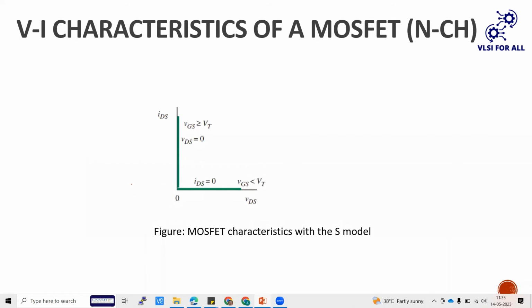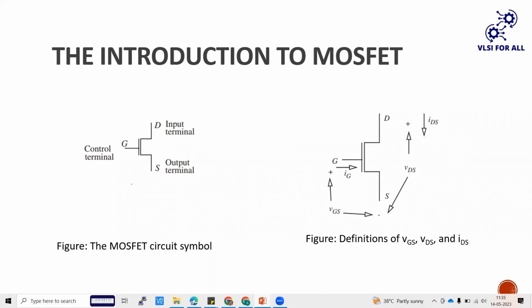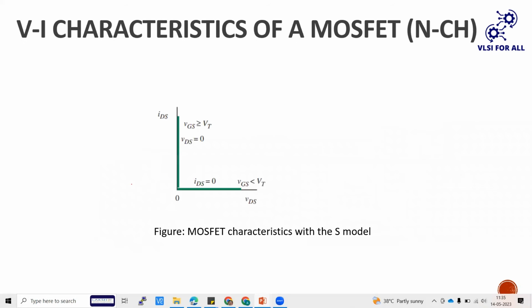Now you see the VI characteristics of an N-channel MOSFET because there is no circle over there in the symbol. You can see here now, it is an N MOSFET only. Now this one. You see here, whenever VGS is less than VT, then definitely the current is zero only.